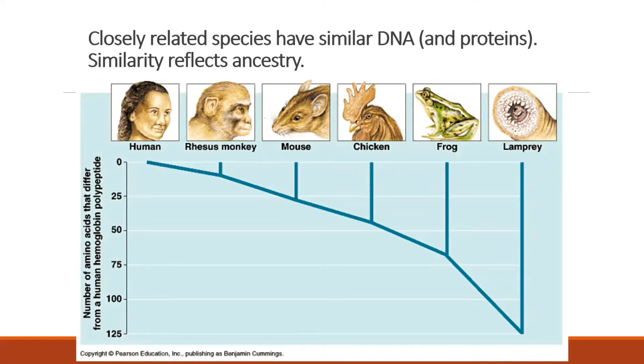And of course, some of these are very, very similar for rhesus monkeys. In fact, look at the number of amino acids that differ. About 10 amino acids differ between us and monkeys. 25 differ from mice. Chickens, as many as 40 differ. Whereas frogs, a lot more differ. And then if you look at a lamprey, it's very different.